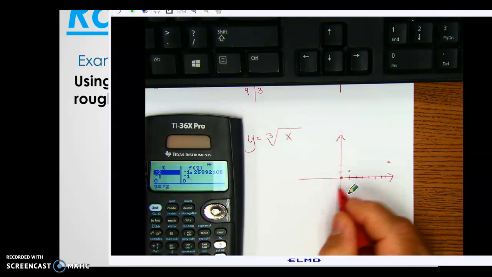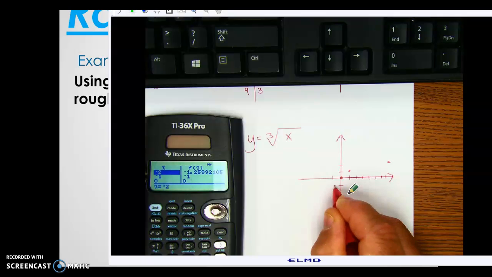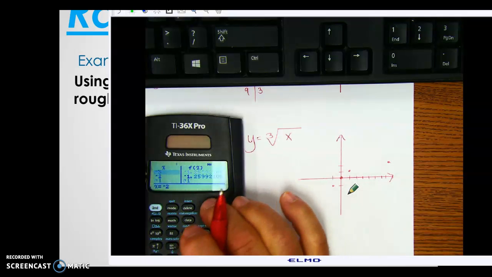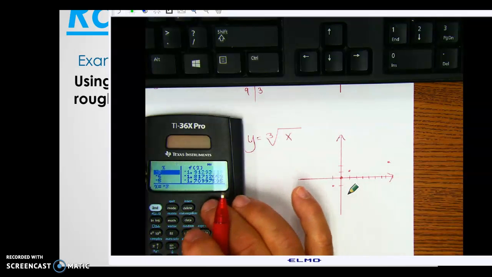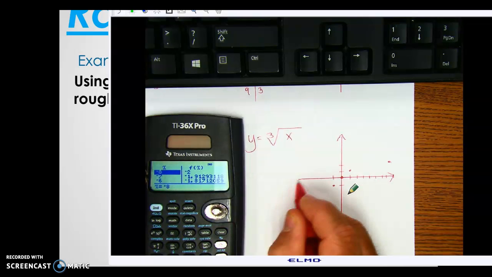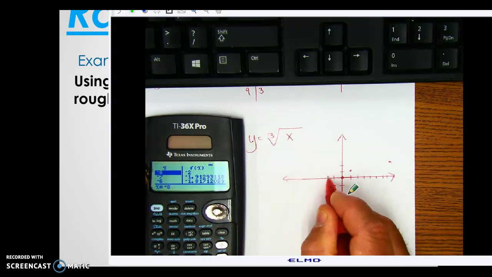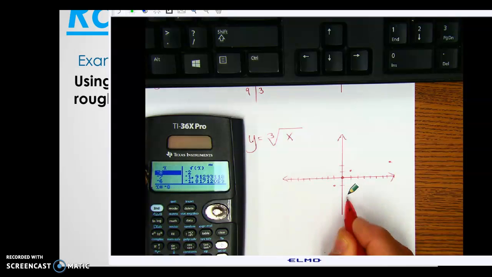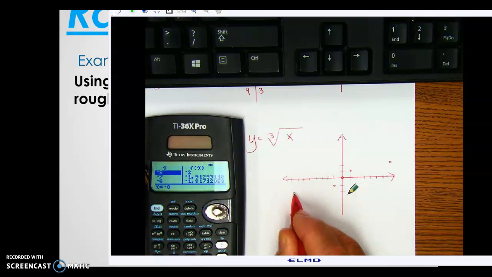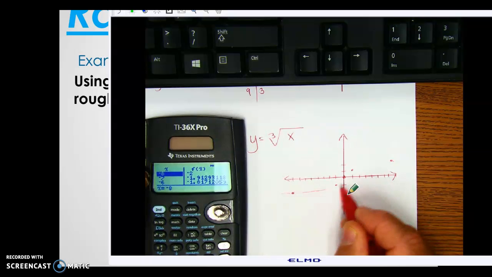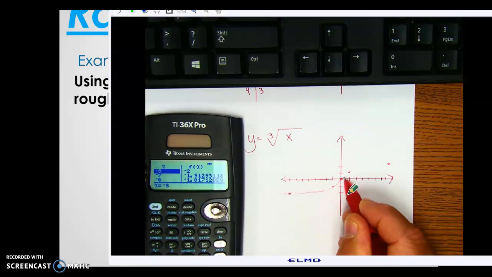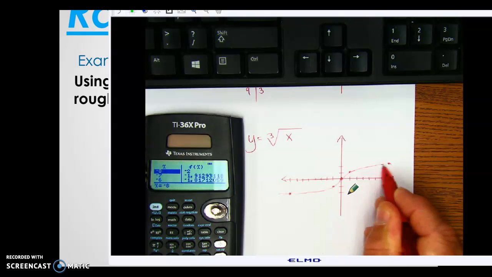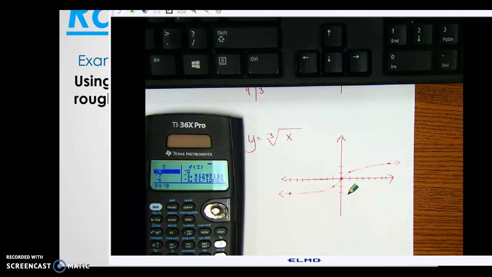Cube root of negative 1 is negative 1, and the cube root of negative 8 is negative 2. Negative 8, negative 2. So this graph, again, don't try to connect it with straight lines. Curve them. And that's what the cube root function looks like.